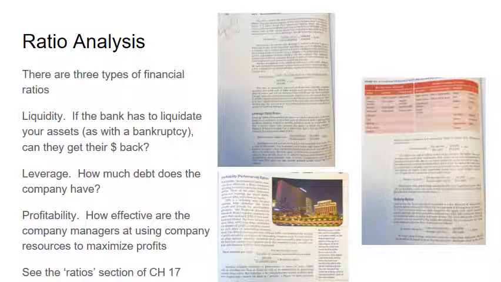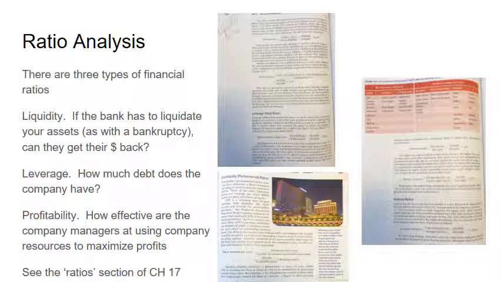The second ratio is leverage. So that is how much debt is the company carrying? So how leveraged are you? And they're concerned about that. Can you service your debt? And then the third one is profitability. And that's on the far right of your screenshots there. How effective is the company management, the CEO, etc., at maximizing profits?